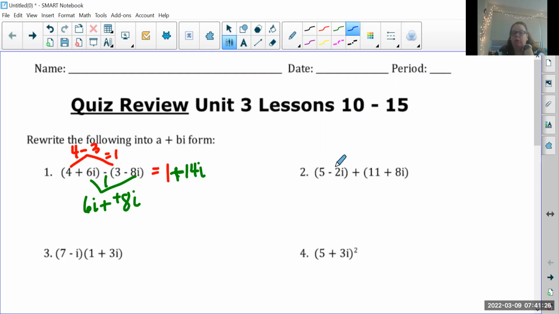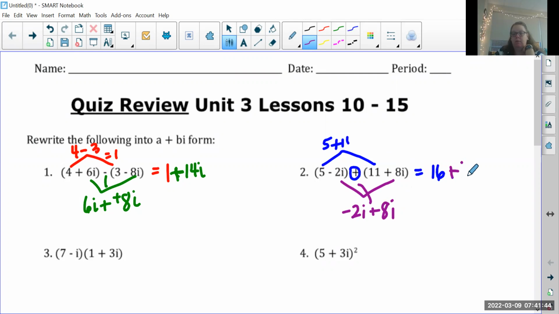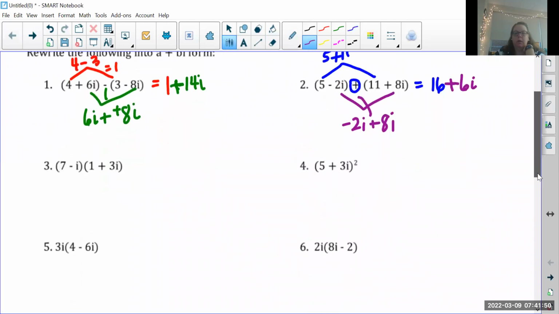All right, number 2 is the same thing. It's adding, so we're only combining like terms. So the real, 5 plus 11, because it says plus in the middle, that's 16. And then we're going to do the imaginaries. So negative 2i, we're adding them together, and 8i, and that is a positive 6i. Right, so this is where, if you don't know, check it using your calculators.